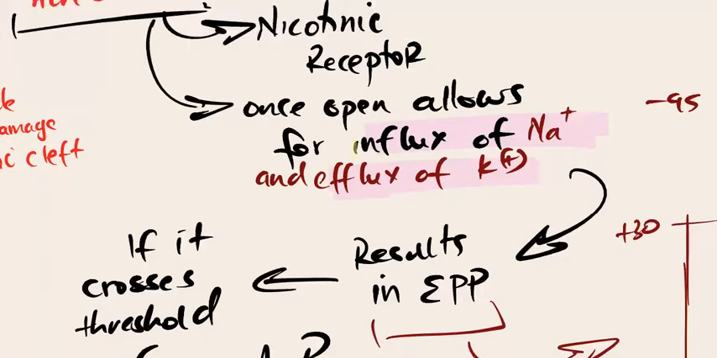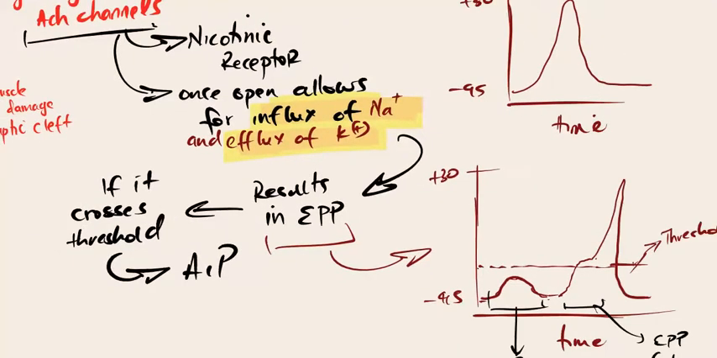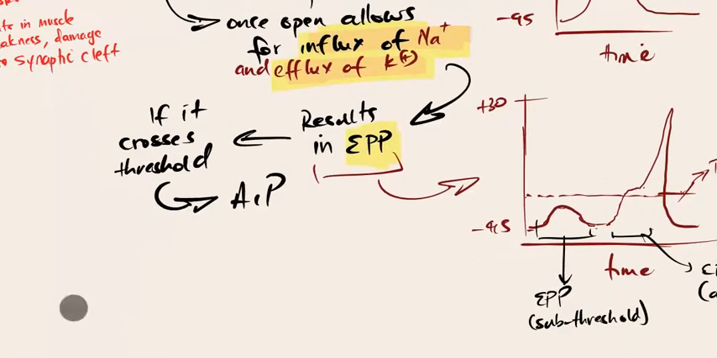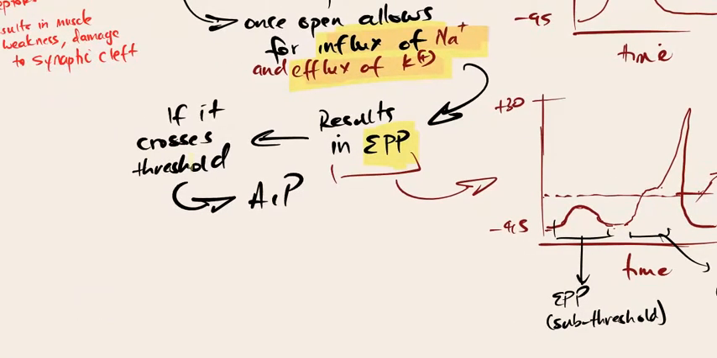This is electric. So you get an influx of sodium and efflux of potassium. It turns out that more sodium is rushing in than potassium leaving, so you get a net depolarization. And this is called the end plate potential. So if that end plate potential crosses threshold, then you're going to elicit an action potential.